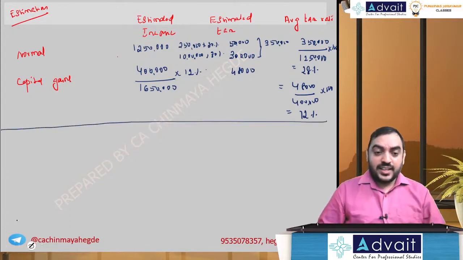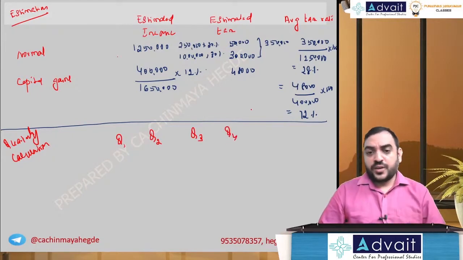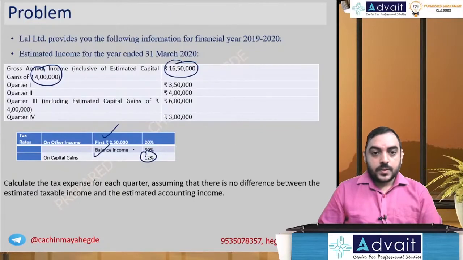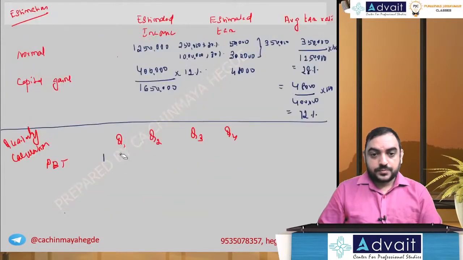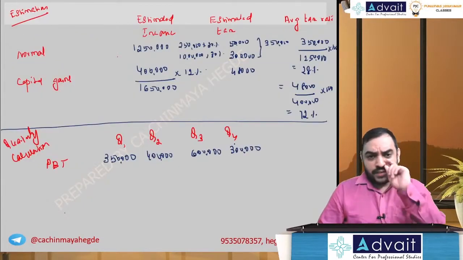Okay. Now we'll go for quarterly application, quarterly calculation. Q1, Q2, Q3, Q4, and if you want, you can do one total also. What is profit before tax? They have given 3,50,000, 4 lakh, 6 lakh, 3 lakh. Total, I believe 16 lakh 50.